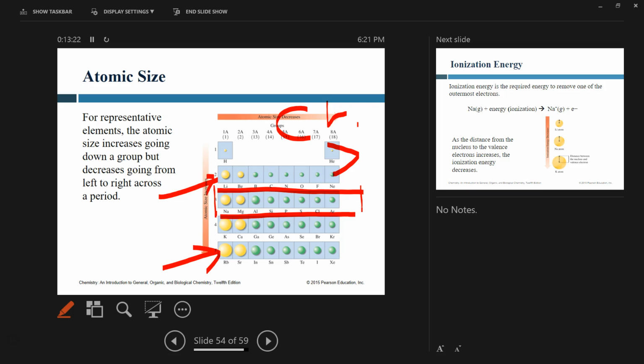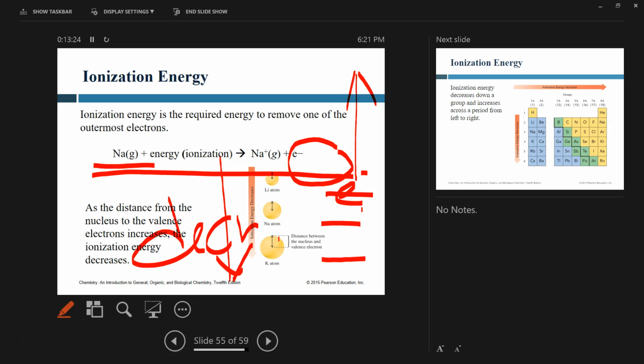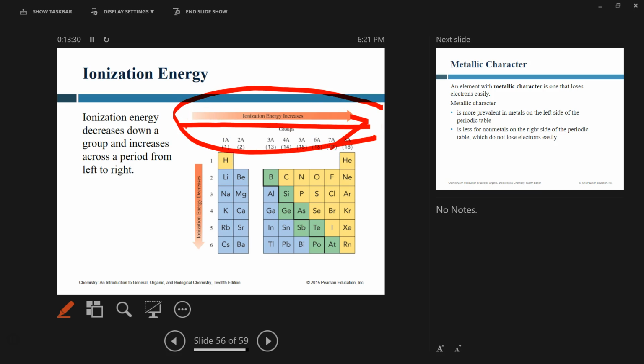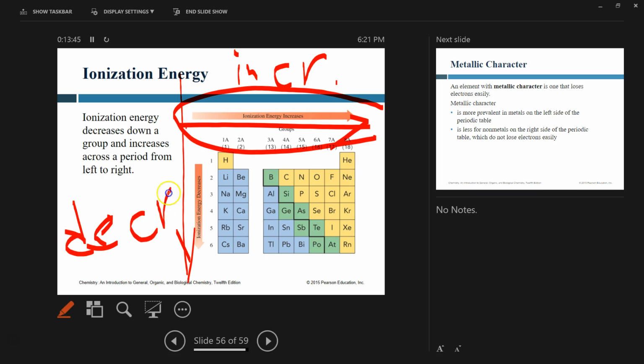So ionization energy will increase as you move from left to right of the period, and it will again decrease if you go from top to bottom of the group. Am I clear? We're good?